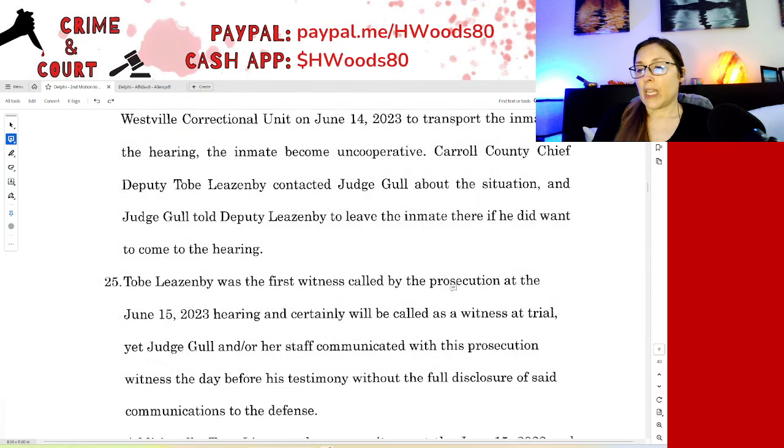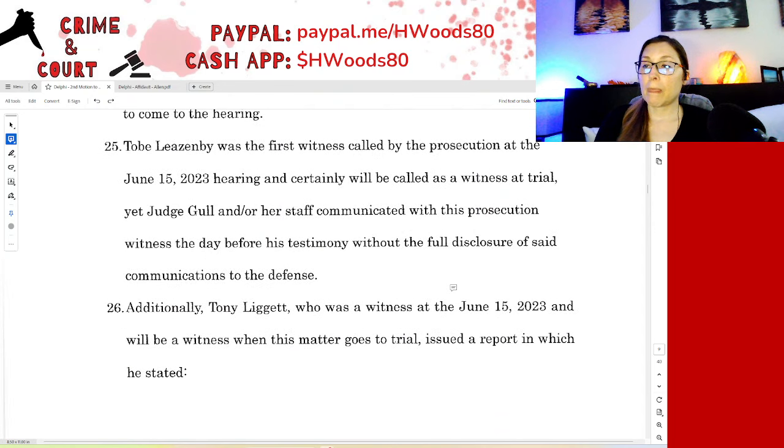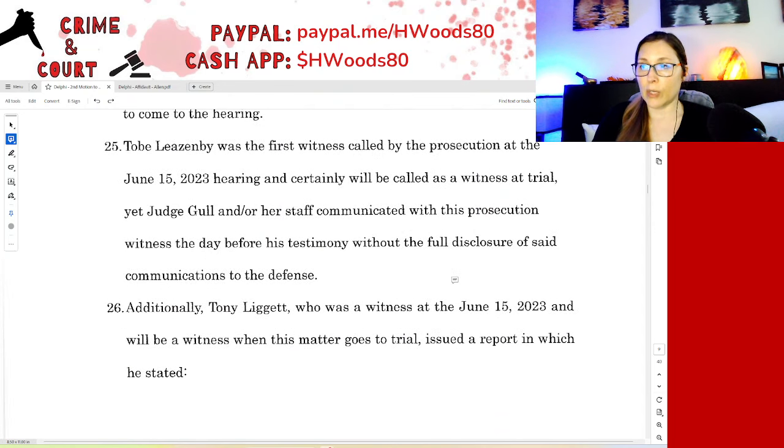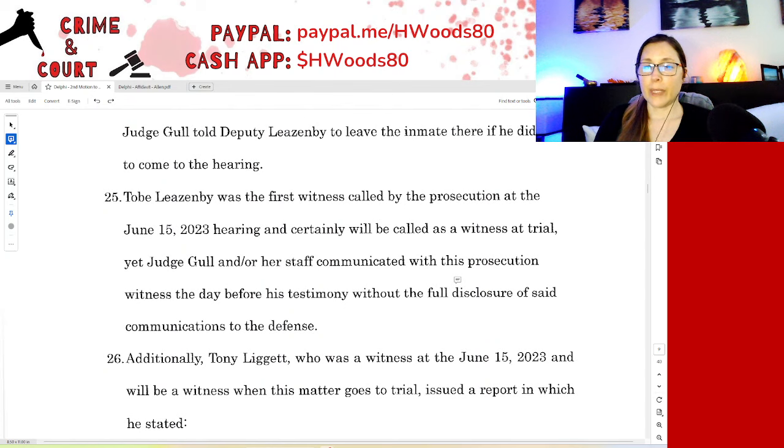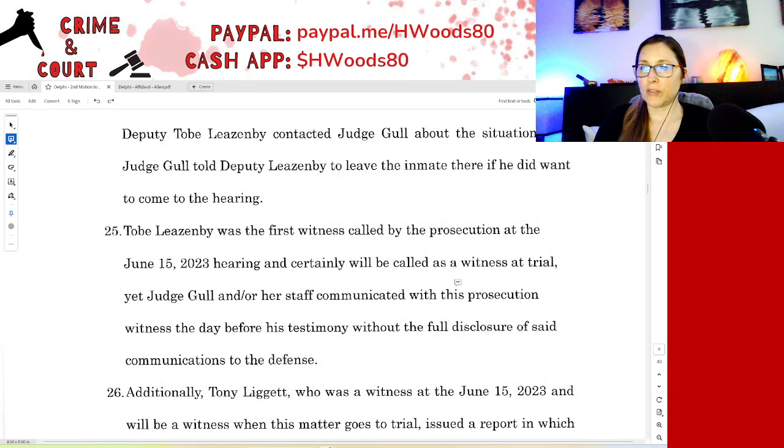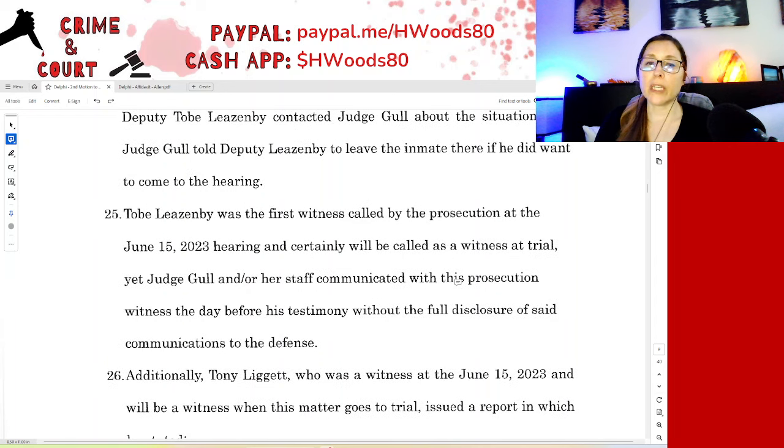So she says, leave the inmate there if he didn't want to come to the hearing. Well, no, lady, he has a subpoena, so the guards need to drag him and take him to court, whether he wants to go or not. He's got a subpoena, but not in Judge Gull's court. She doesn't mind if people with subpoenas don't come. She says, just leave them there if they don't want to come to the hearing. Yeah. So if you get a subpoena by Judge Gull, just don't go. Don't take that advice seriously. That's bad advice. But apparently, it works for inmates.